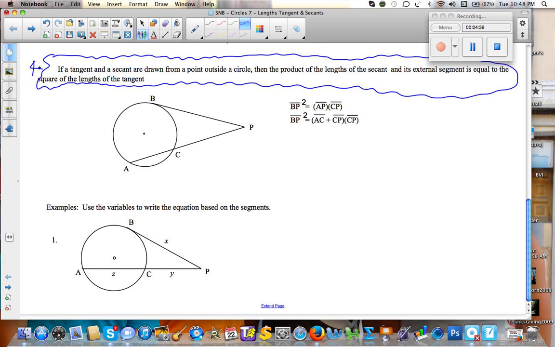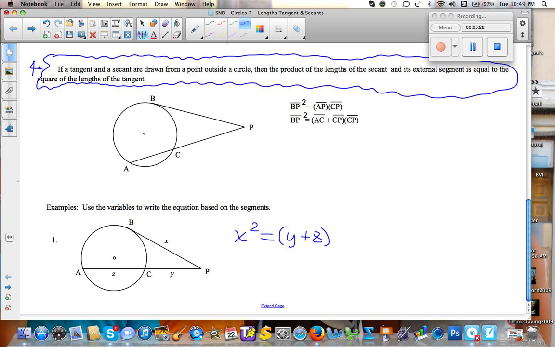Example number 1 says use the variables to write the equation based on the segments. Well, if you look here, we have a tangent, which is BP or PB, and then we have a secant, which is CA. So we have the tangent secant combination. So we would have to apply rule number 3 or 4, which says the tangent squared and that would be our variable x to represent that length. So we would have x squared is equal to the length of the entire secant. That is the sum. So you're thinking of the partition there, segment partition. The whole thing would be y plus z times the portion that is outside of the circle, which is y.